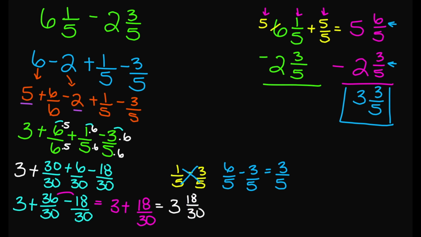However, when you simplify this 18 over 30 here, notice here that the number 6 goes into both. So 6 on top here, 6 here. So you're going to get your 3 as your whole number. And then your numerator, you're going to get 3 over 5. So your final answer here is 3 3/5, which is what we also have here.